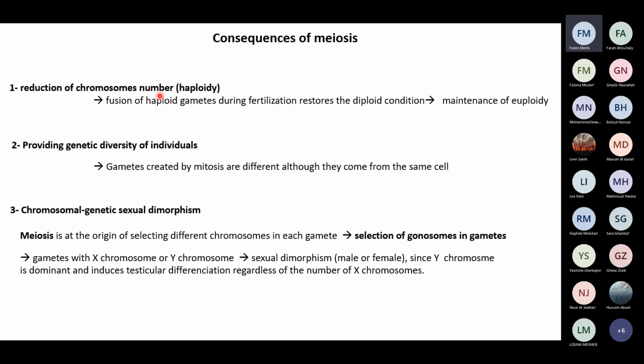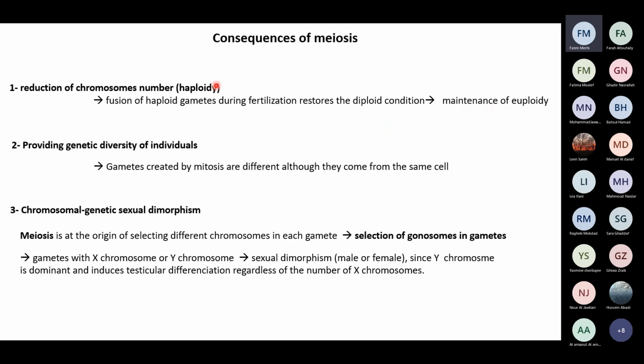And this reduction of the chromosome number, this haploidy generated by meiosis, is essential for the maintenance of the correct number of chromosomes, which is called euploidy. So it is important for the maintenance of euploidy in the zygote and the offspring, because when we have haploid gametes following meiosis, this means when two haploid gametes fuse during fertilization, this will restore the diploid condition, the diploid number of chromosomes. So in this way, we will have a diploid zygote and a maintenance of the correct number of chromosomes.